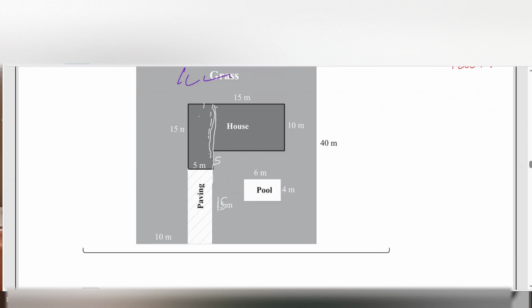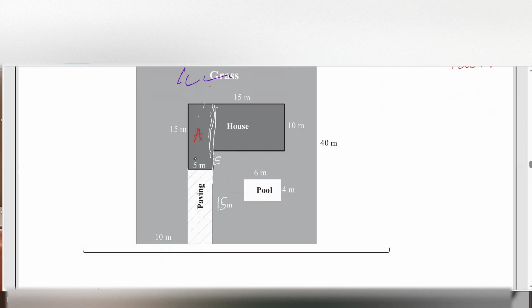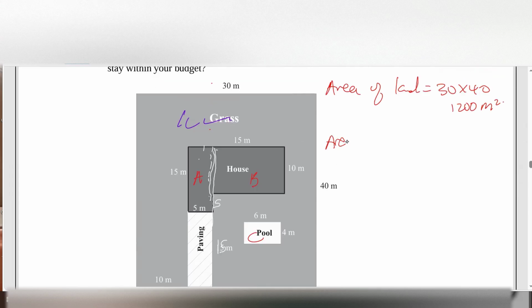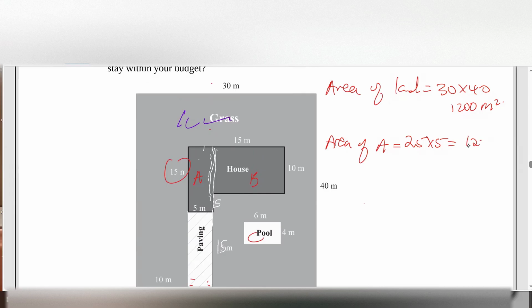Okay, so let's see. If this is A, this is B, that is C. So I'll say area of A. Since it's a rectangle, it's going to be 15 and 10 is 25. I'm multiplying it by the distance here, which is 5. This should give us, 25 times 5 is 125. Yes, 125, okay.